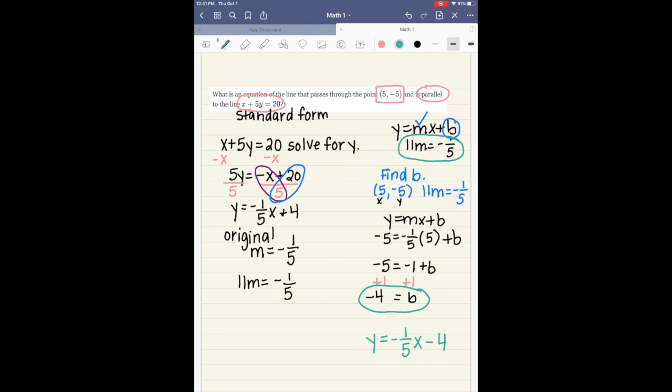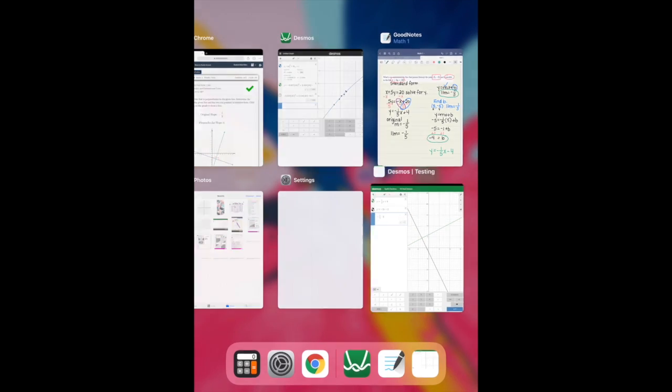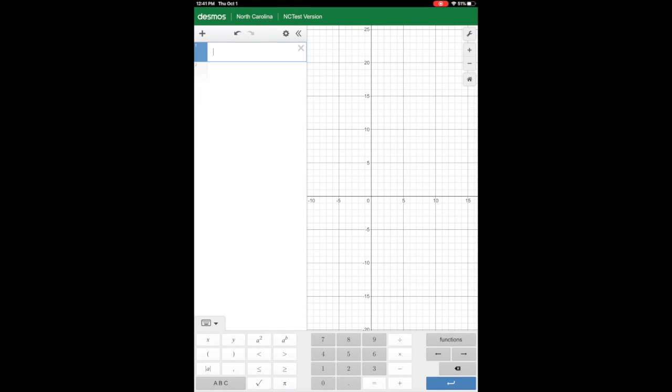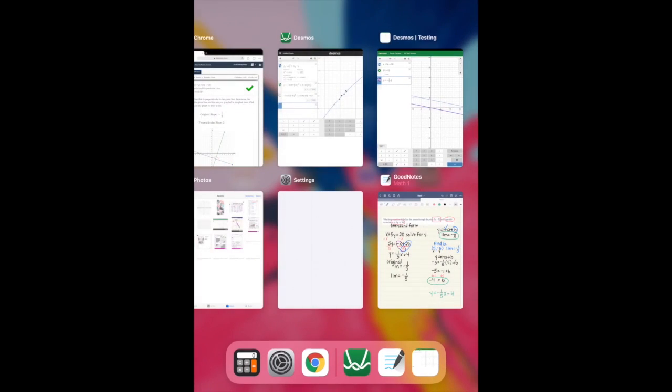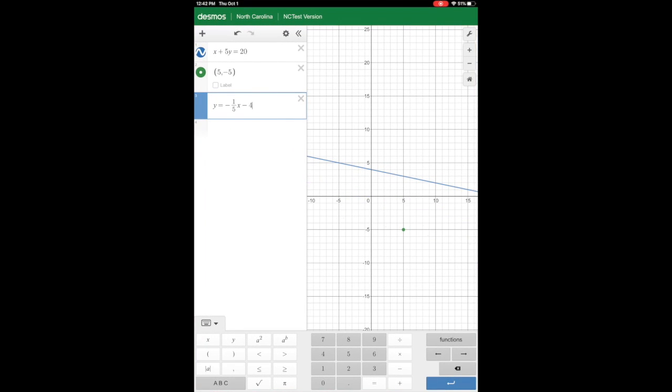And again, I can check this in Desmos. I can plug in the original equation. So the original was x plus 5y equals 20. I can also plug in my point. My point was 5, negative 5. So we need a line that's parallel and goes through that point. So we found the equation y equals negative 1 over 5x minus 4. And I can see that it's parallel, and I can see that it goes through that point.